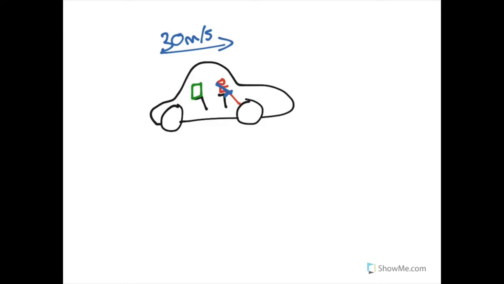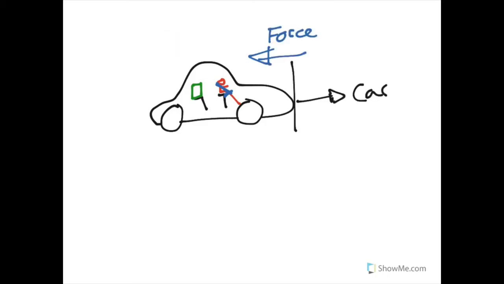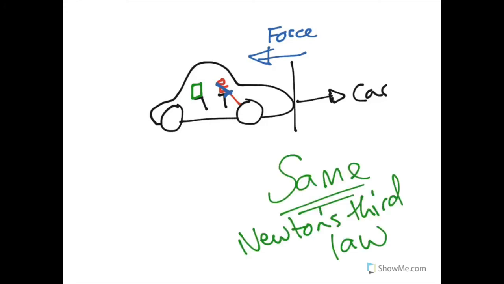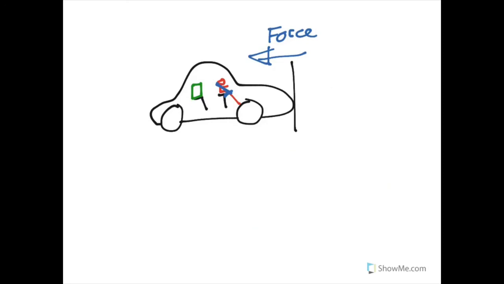So one last way of looking at this. So we've got a car there and it's moving to the right at 30 meters per second. There's some shopping on the back seat and the person in the front has their seatbelt on. What's going to happen if this car crashes? Well, the thing that they crash into will put a force on the car. Which force do you think is bigger, the force of the wall on the car or the force of the car on the wall? They're the same because of Newton's third law.